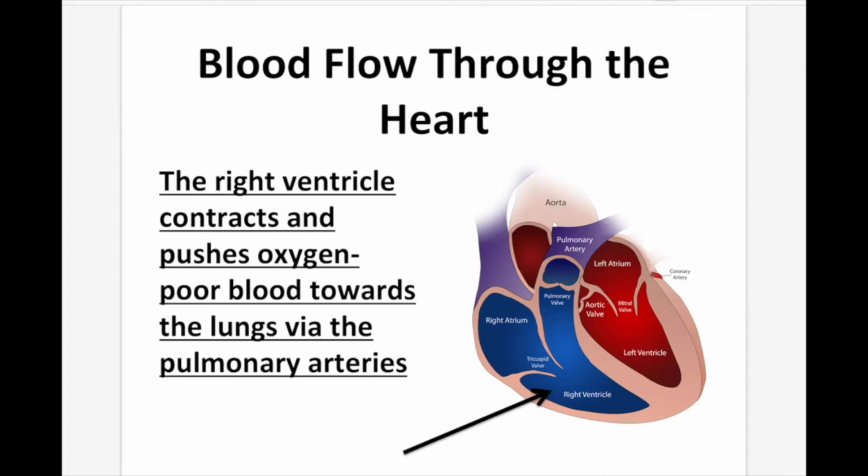The right ventricle contracts and pushes oxygen-poor blood towards the lungs via the pulmonary artery, and we can see that right here. So when it contracts, the tricuspid valve, remember we just talked about that, it's going to close, so blood can't go back that way, and it's going to send blood that way and that way to the lungs.